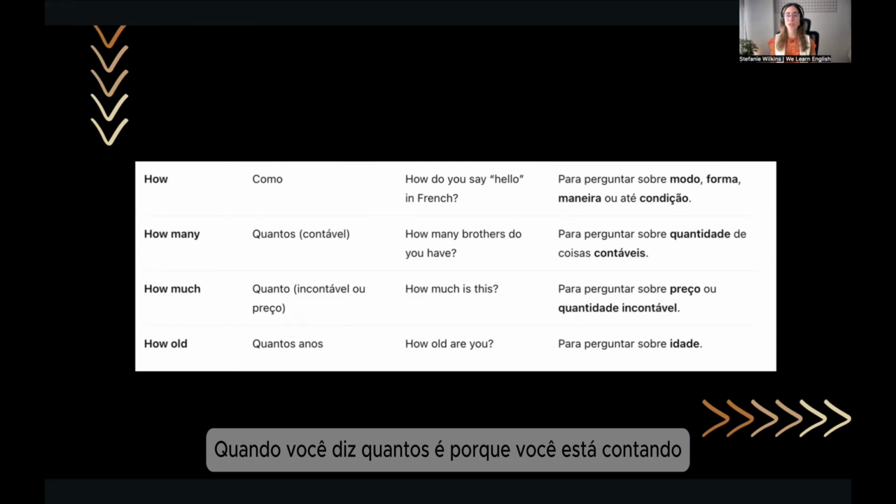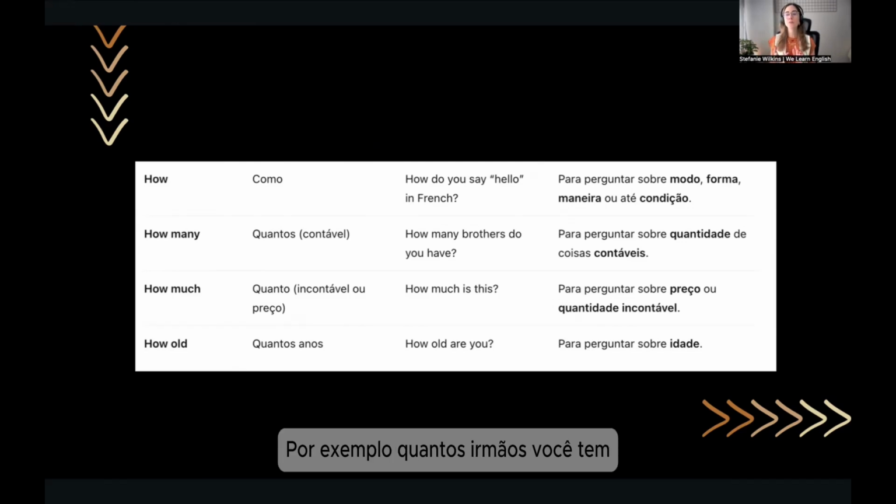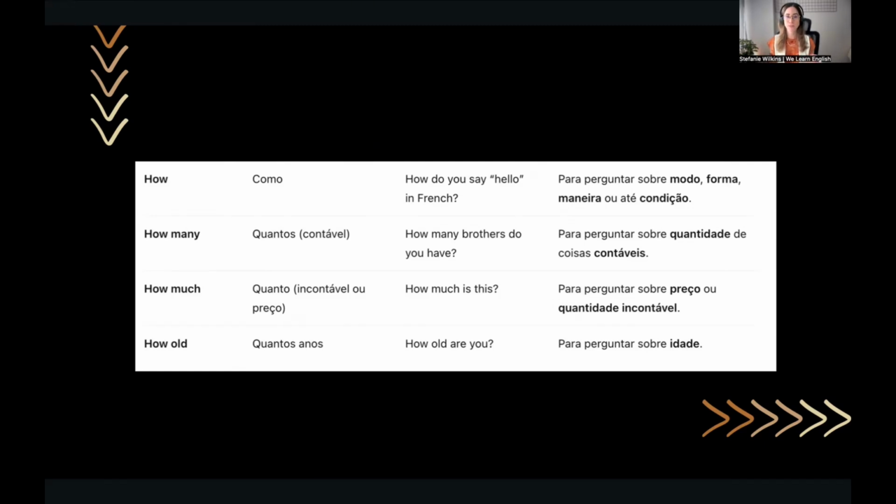And how many? When you say how many, it's because you're counting, and the pronoun should follow a noun that is countable. For example, how many brothers do you have? You can say brothers in plural, so brothers is countable. All the nouns that you can put the S at the end of are considered countable. Like, how many books did you read this year? Or how many classes have you attended?